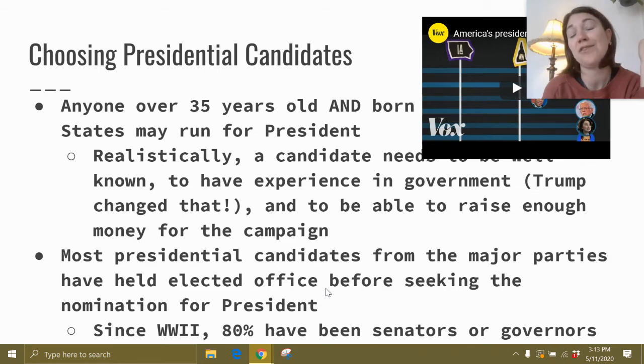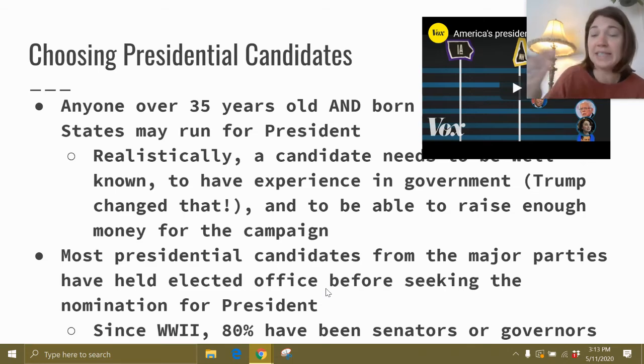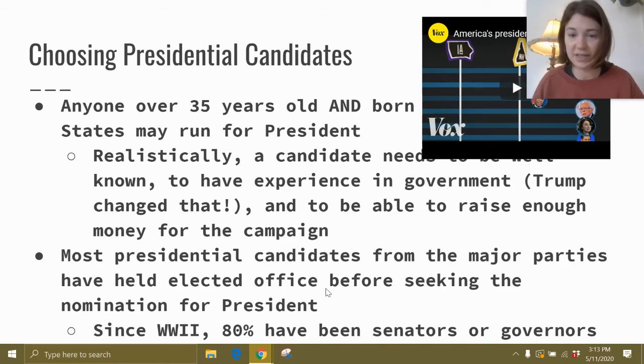You also have to be able to raise enough money. We're going to talk about money in a little bit. Most presidential candidates, though, from the major parties, have held elected office before. And actually, since World War II, 80% of people who have been either the Democrat or the Republican nominee have either been senators or governors. Voters want to hear things like, when I was governor, I did this. When I was your senator, I was able to pass XYZ. It gives the candidate a way of showing what they've done with their experience and showing, look, if I've done this here, I can do it as president.